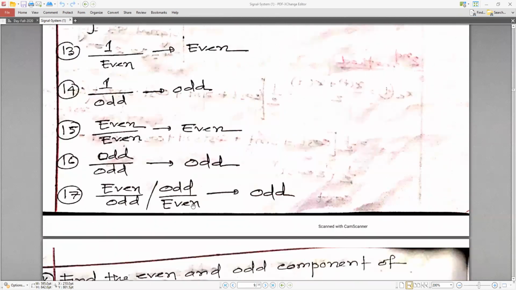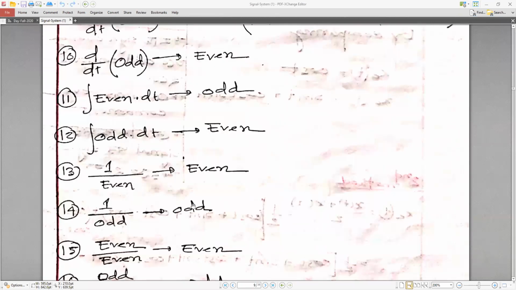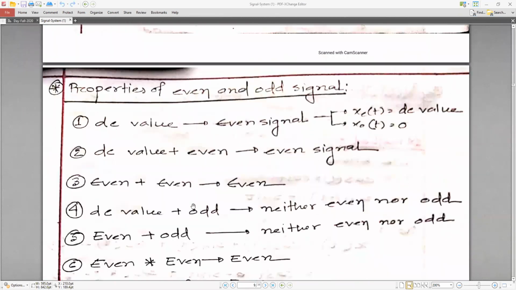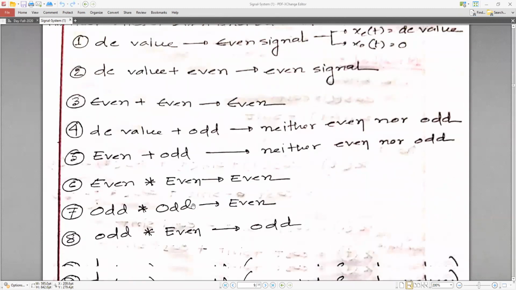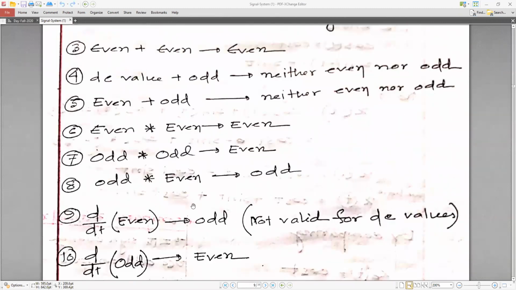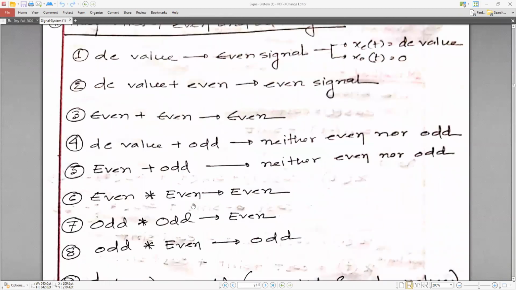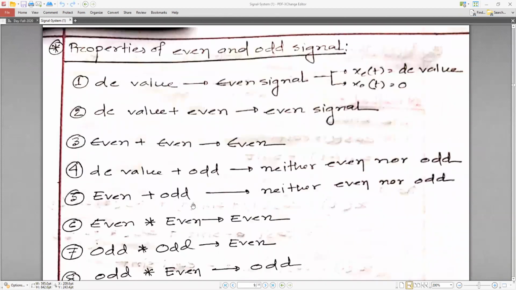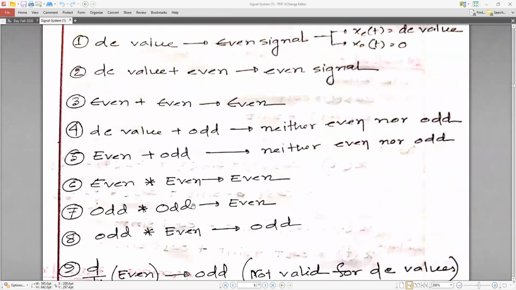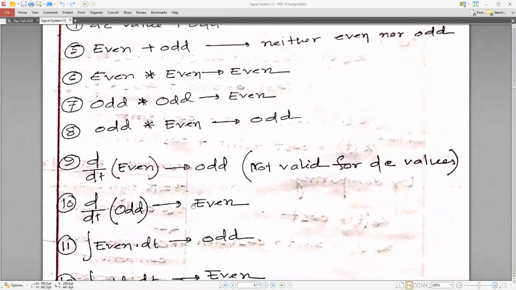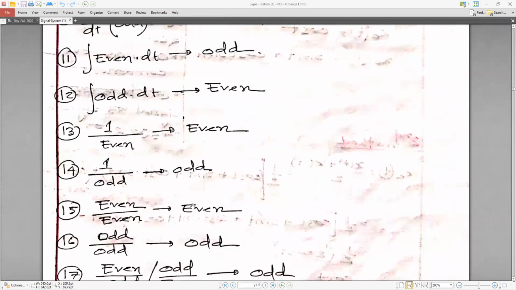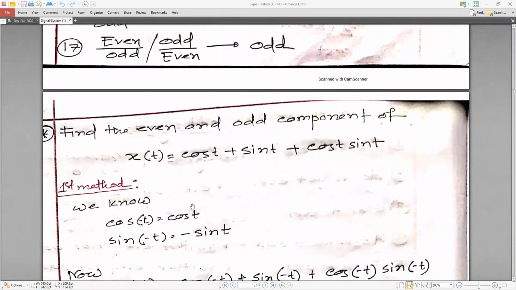Okay. Lots of properties are there. I think it is difficult to remember all, but you will understand when you do the practice. Practice is the main thing here. So let me show you some examples so that you can understand.